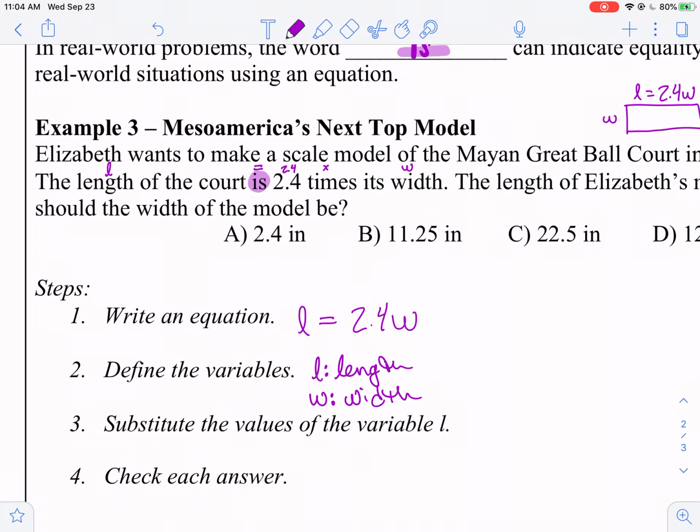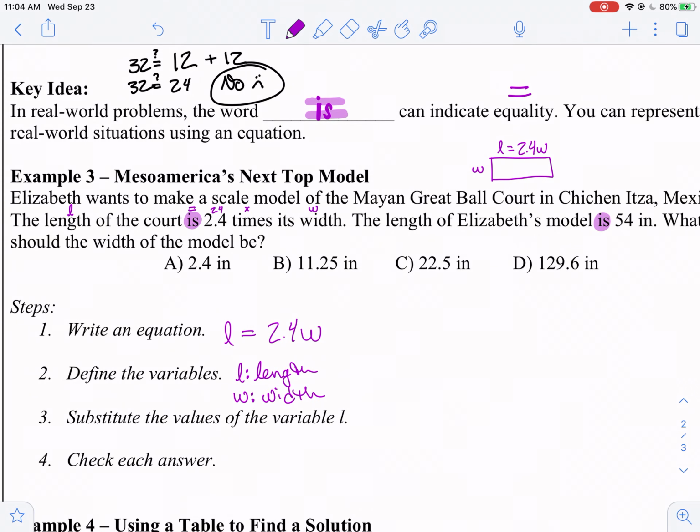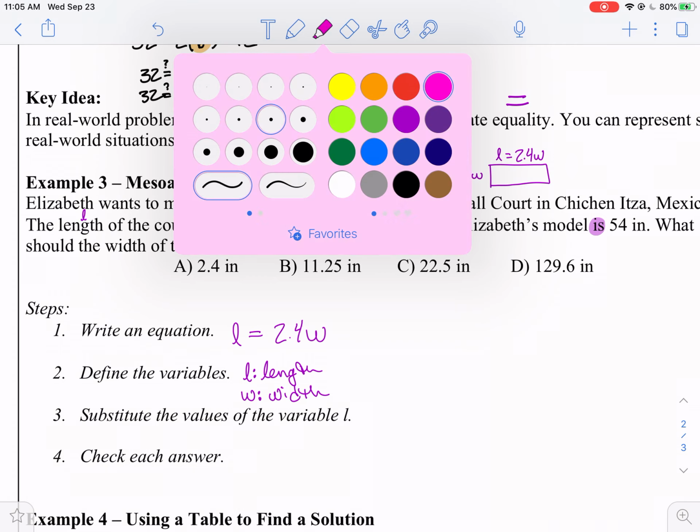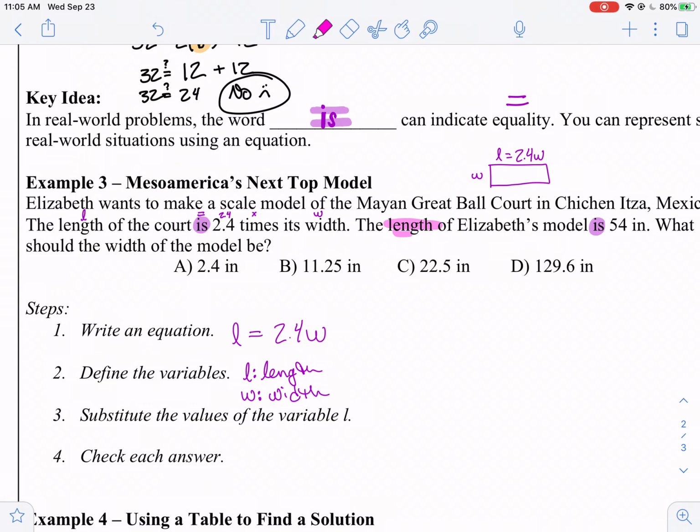Ta-da! We also know that the length of Elizabeth's model is 54 inches. So because her length is 54 inches, we can substitute that in for L. Wherever we have our L, we're going to replace that with a 54. So we get 54 equals 2.4 times W. Now that we have our equation, we're going to plug in our samples here. It says, hey, what should the width be? We'll plug in each of these for W and see which one is right.